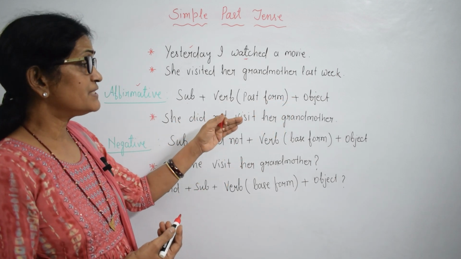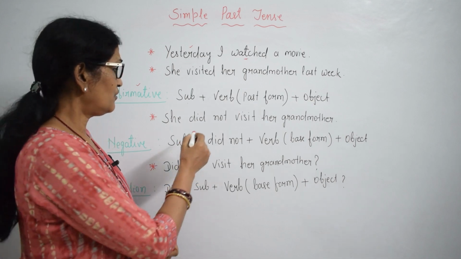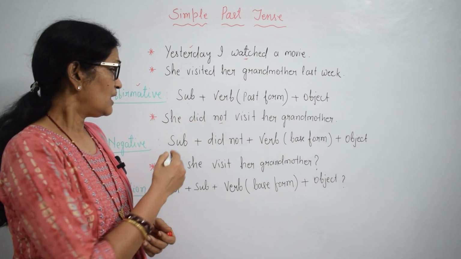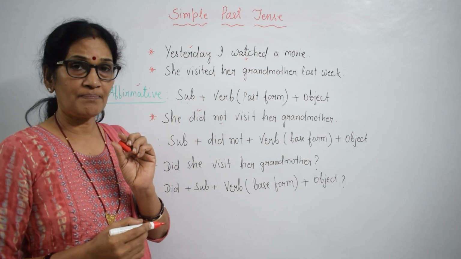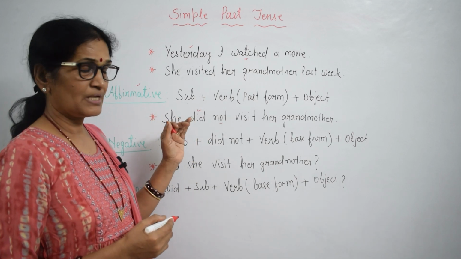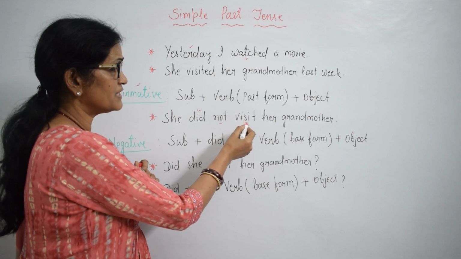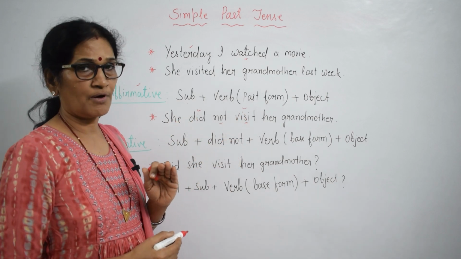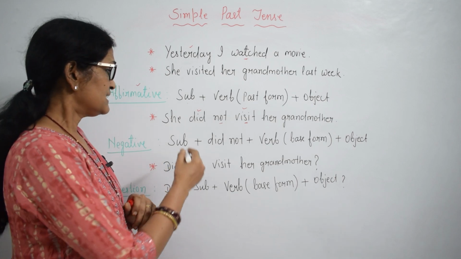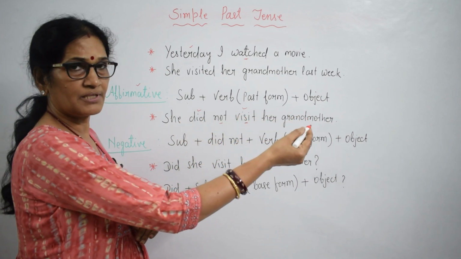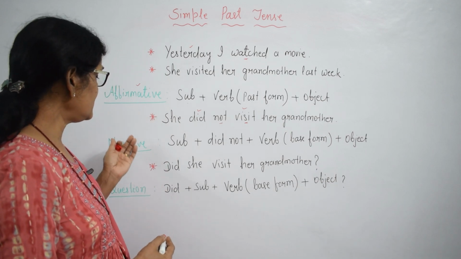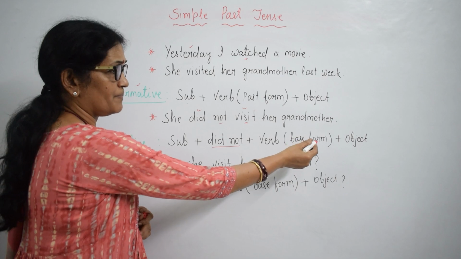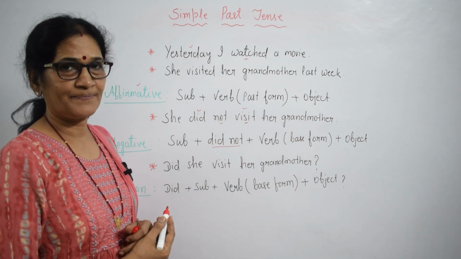She did not visit her grandmother. Not is used, so this is a negative sentence. Okay, the auxiliary verb in simple past is did, and did is followed by the base form of a verb. When you use did, the verb must be in the base form. She did not visit her grandmother. What is the structure for a negative sentence? Subject plus did not plus base form of a verb plus object.